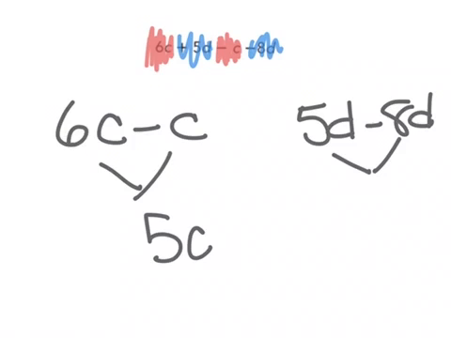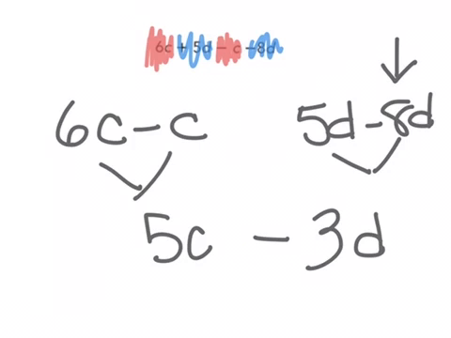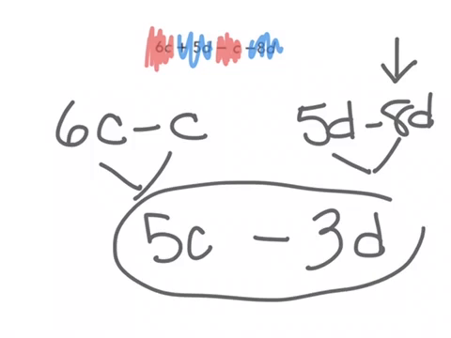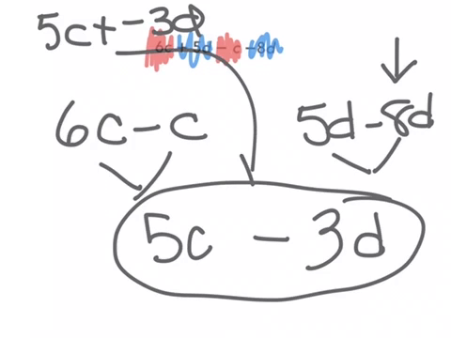I'm going to subtract them. 8 minus 5 is 3. 8 has a bigger absolute value, so it is a negative 3d. So this would be my final answer, 5c minus 3d. If you had 5c plus negative 3d, that's the same thing, and that is also correct.